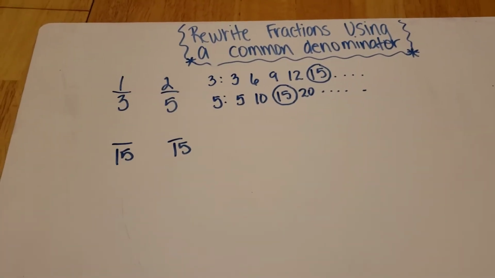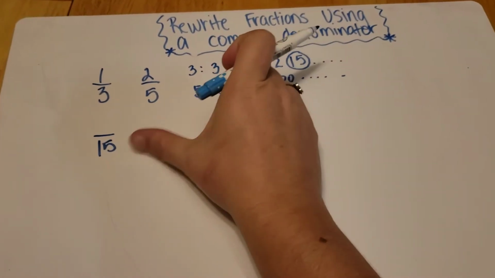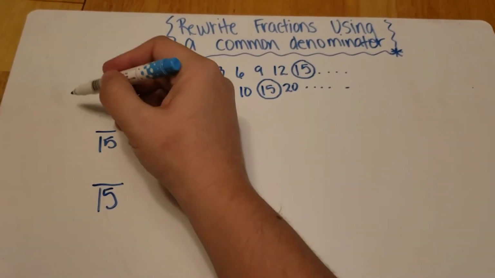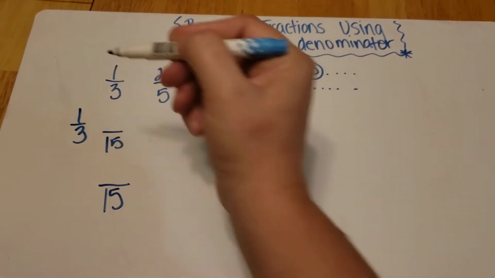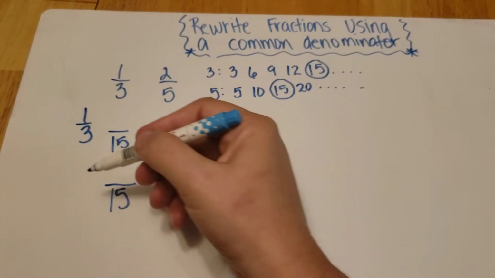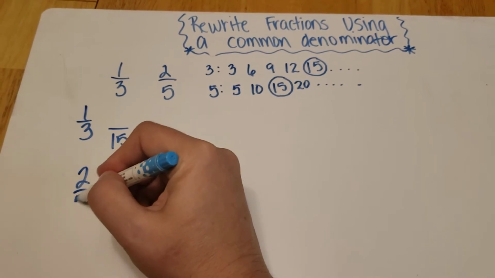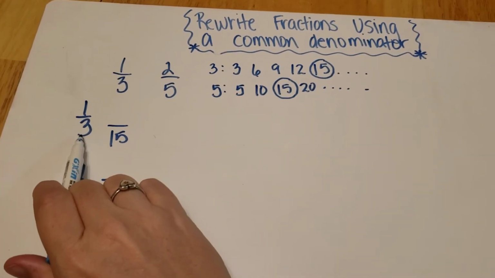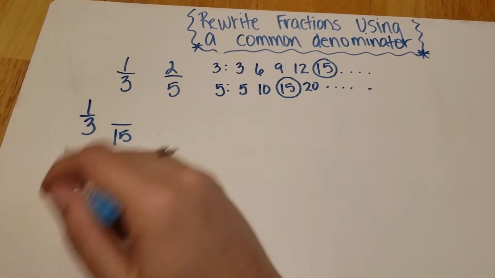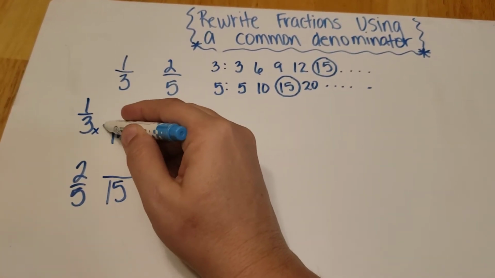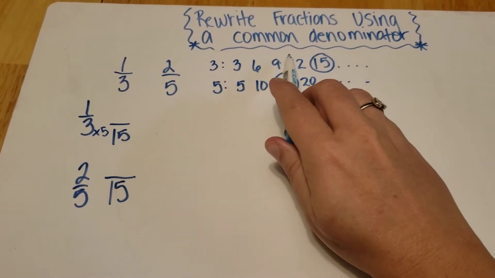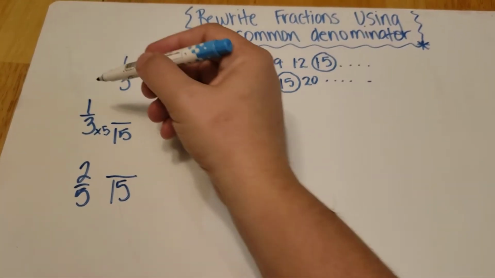So whenever you're doing this, let me rewrite this. I like to write these vertically when I do them. I'm going to go ahead and write the original next to it. So I need to figure out, how did this 3 become 15? Well, I know that I had to multiply it times 5 because it was the fifth multiple. 1, 2, 3, 4, 5. 3 times 5 is 15.